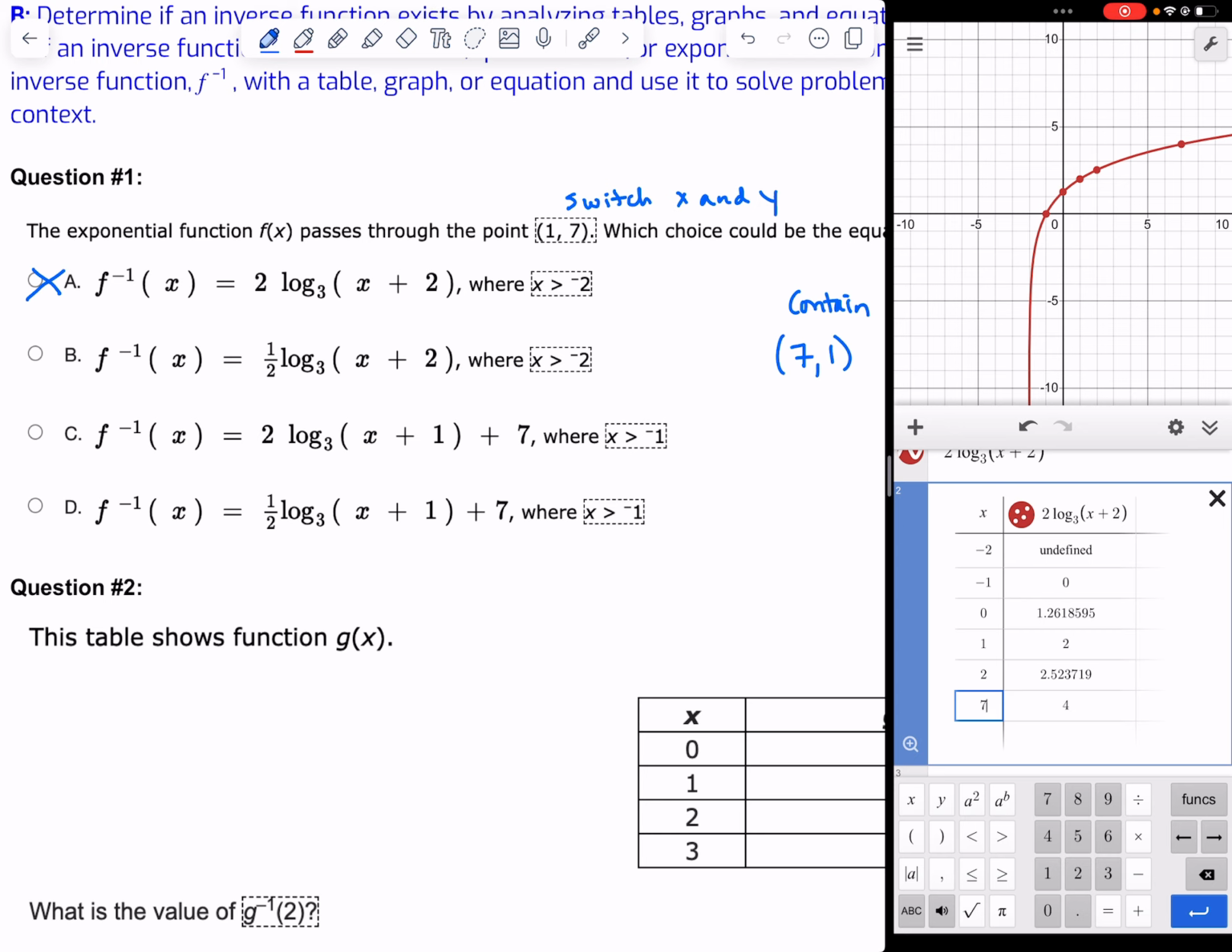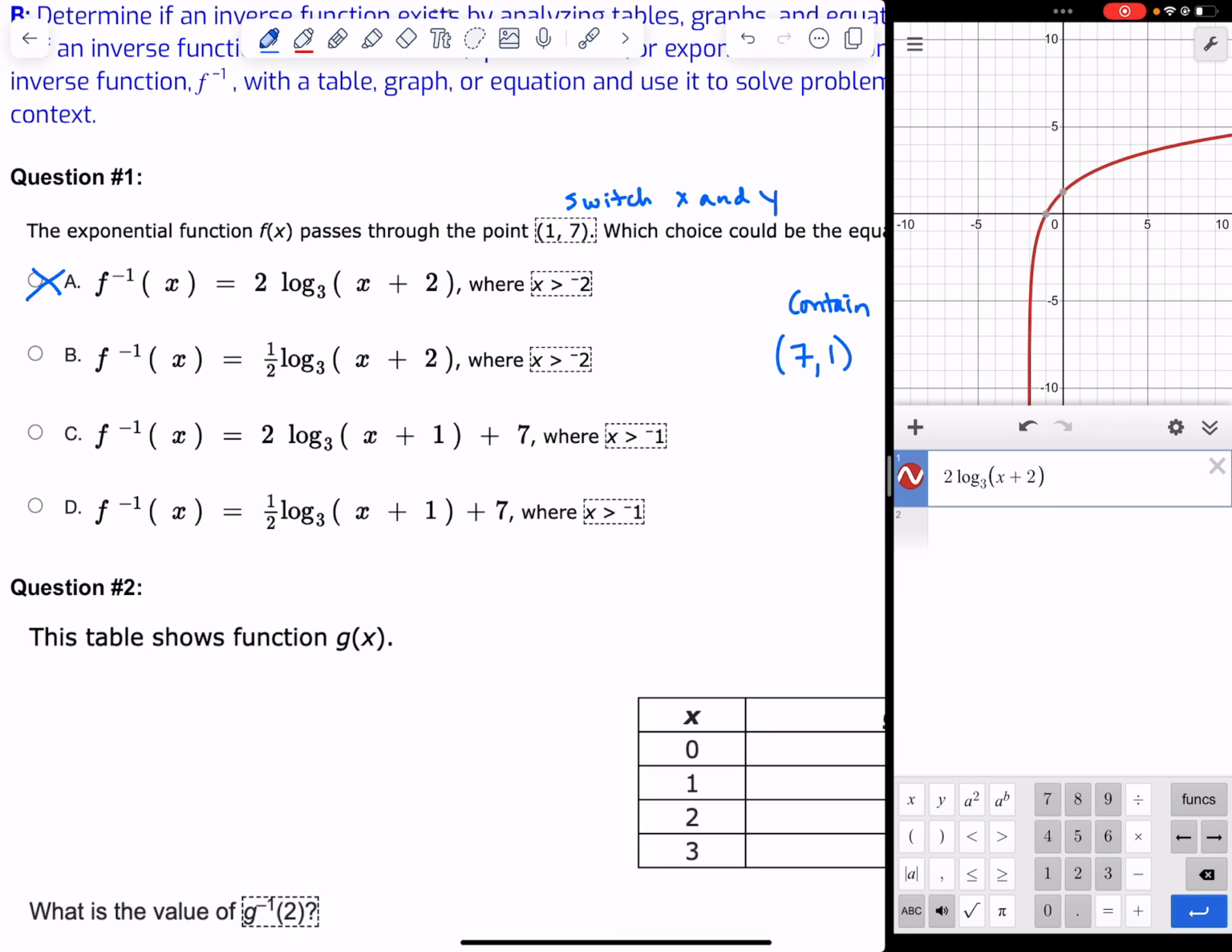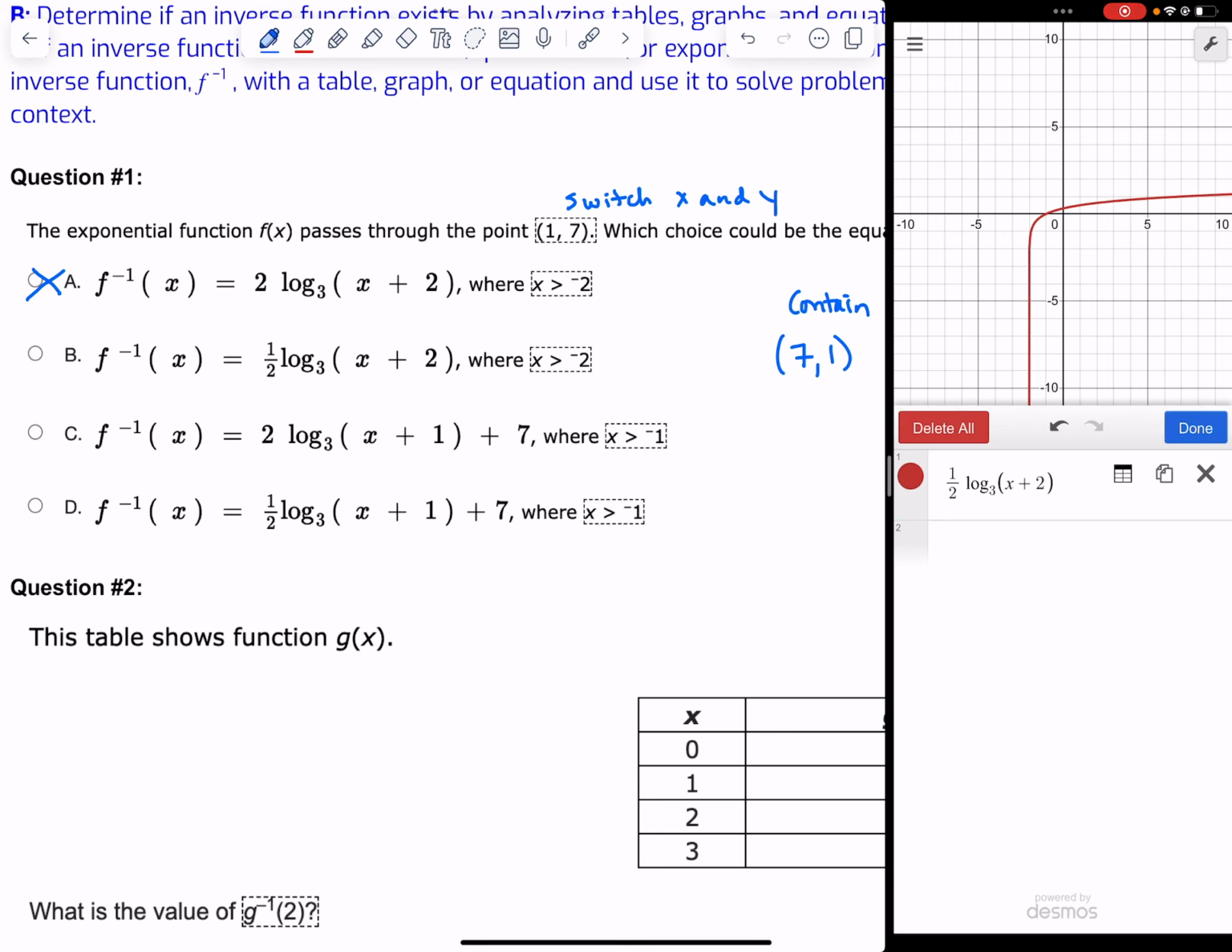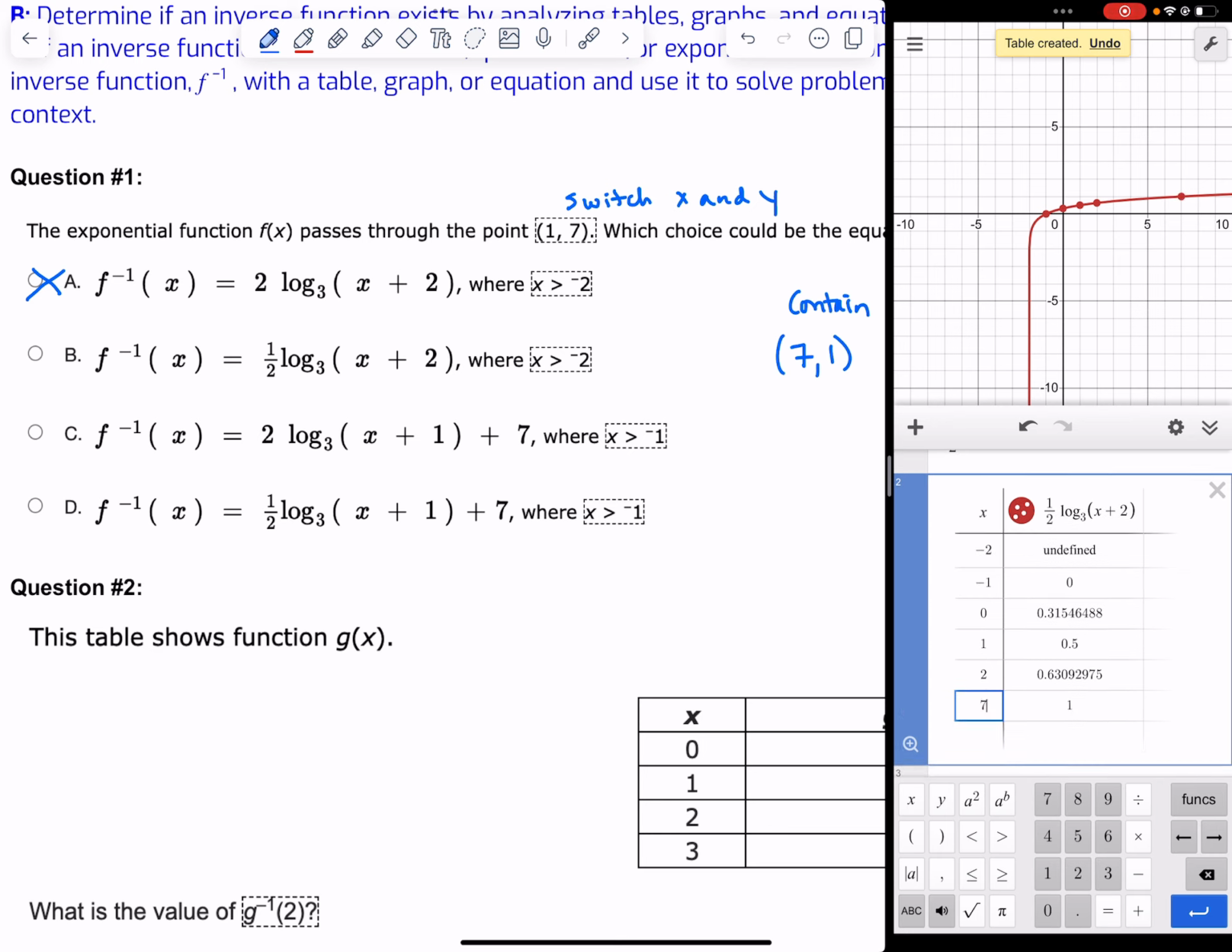All right, so let's type in answer choice B. I noticed that B is very similar to A. It's just got a 1/2 in the front. So I'm going to try to edit what I've got and do 1 divided by 2, and let's take out that 2. And then pull up a table, and I'm going to type in 7. And this time I do get 1. So answer choice B should be correct. And then if I tried C and D, they will not be correct.